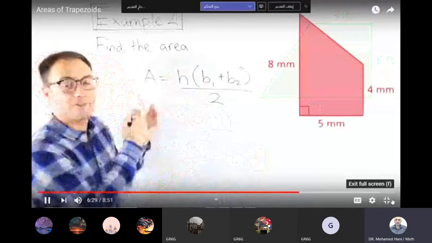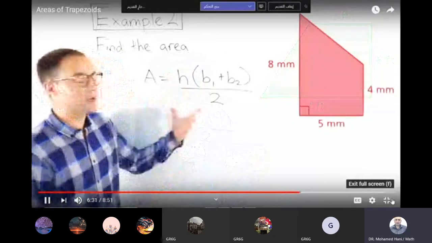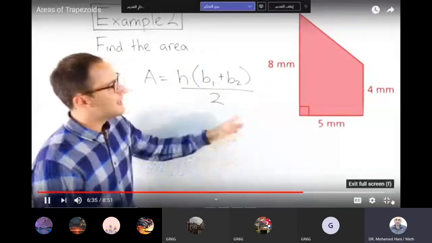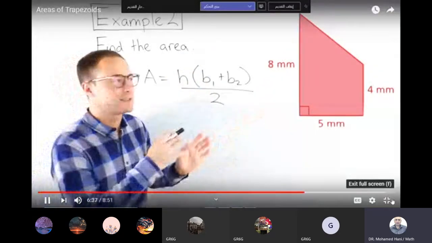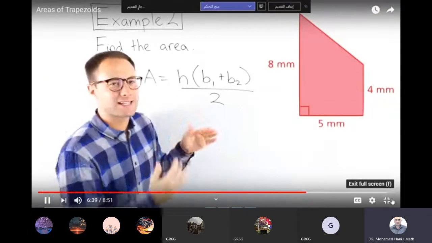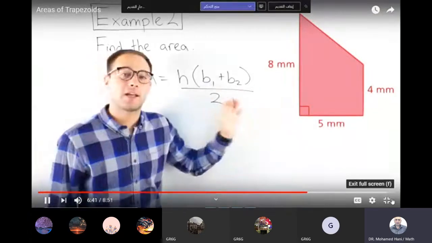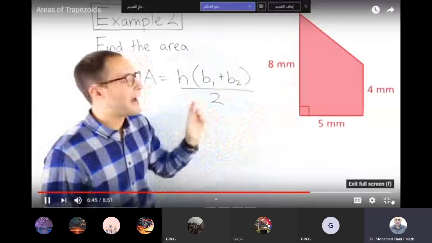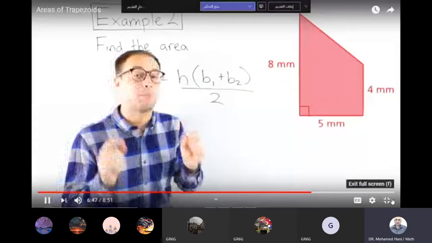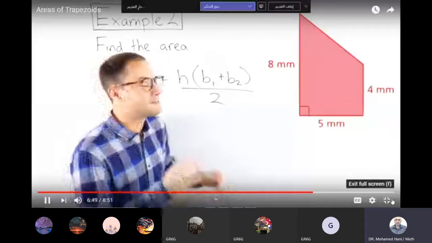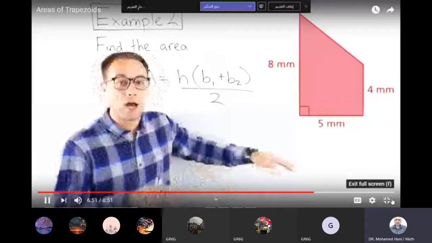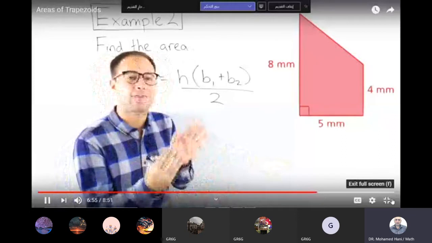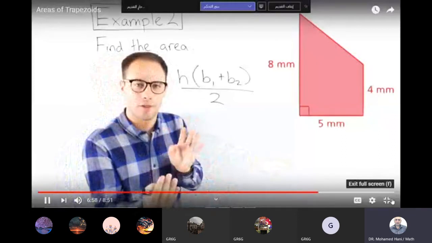Okay, example 2. Again, find the area of the trapezoid. We're going to use the same formula. But this time, if you notice, this trapezoid is looking a little bit different. It's kind of on its side. Now, you've got to be careful when you see trapezoids like this. You have to identify what the bases are. And the bases might not necessarily be on the bottom. That's okay. Just remember your bases have to be parallel to each other.